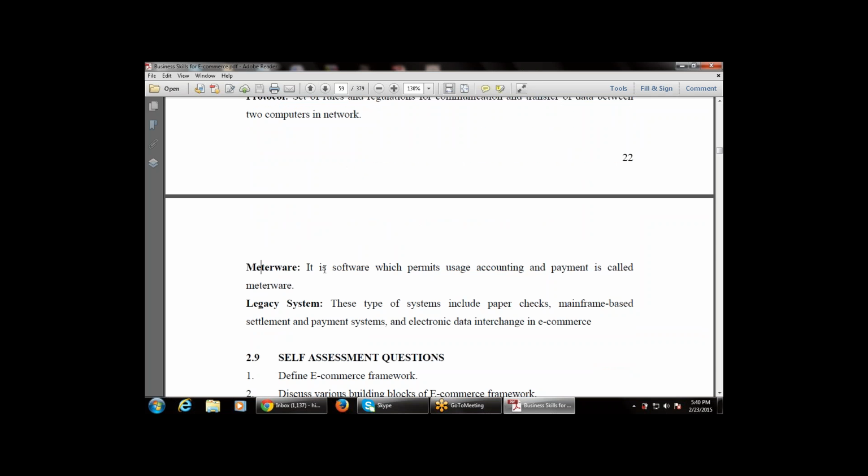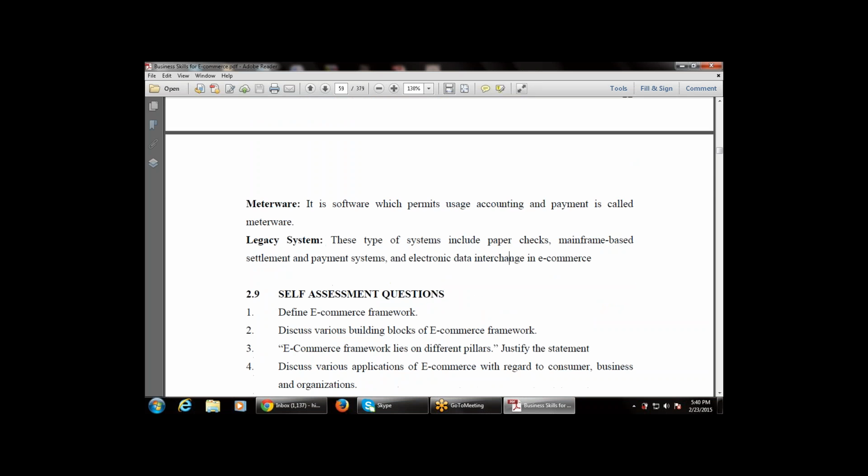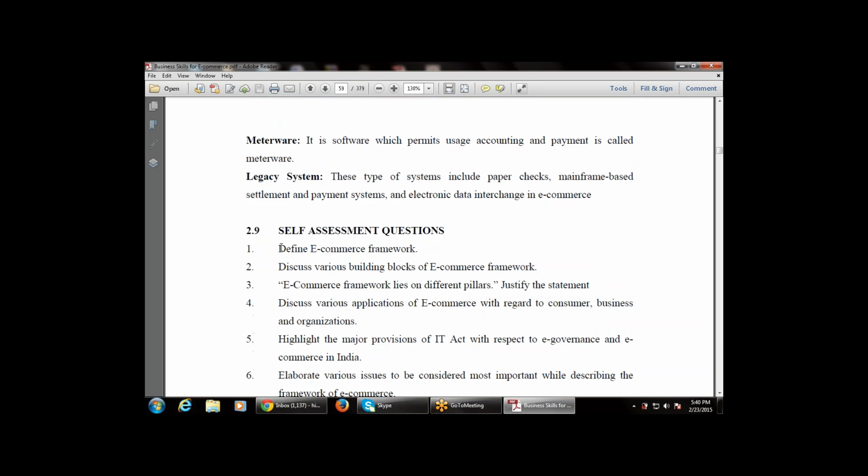Then middleware, a software that permits usage accounting and payment is known as middleware. Legacy system, these types of systems include paper checks, mainframe-based settlement, payment systems, and electronic data exchange in e-commerce. So that is the legacy system. These are the various keywords that are used in this chapter.